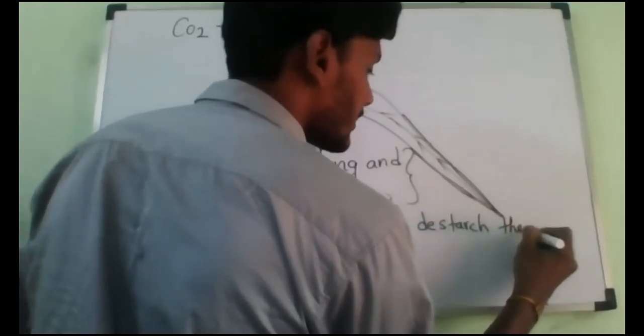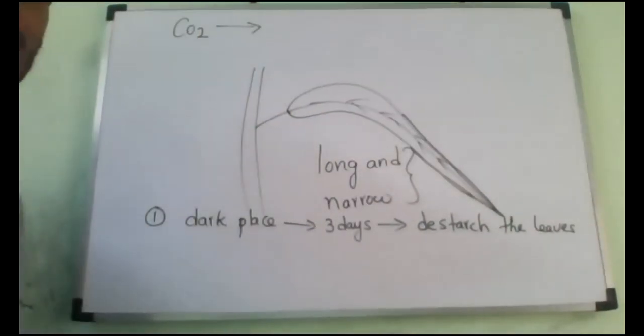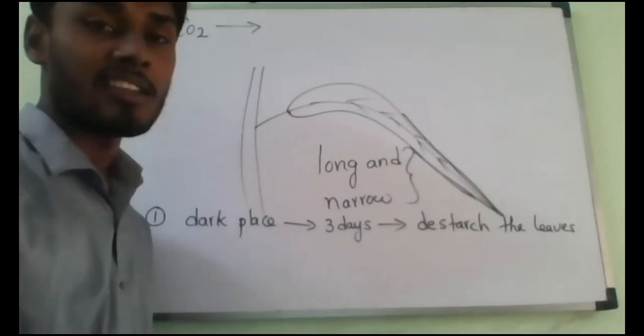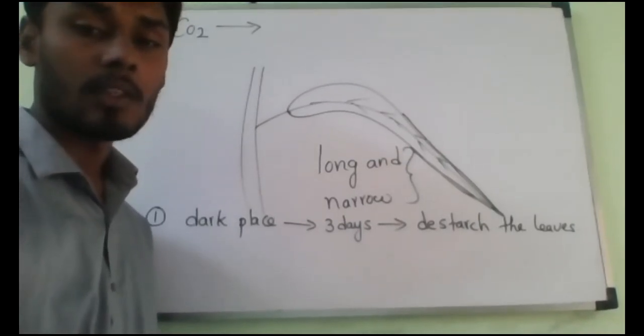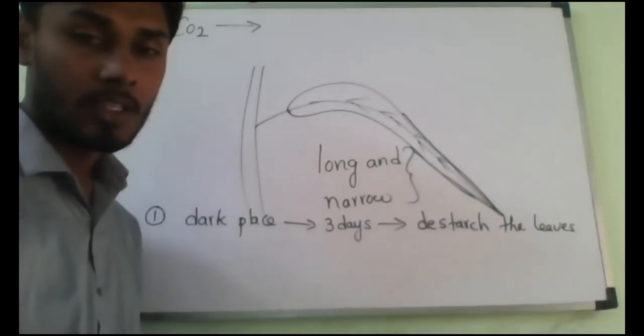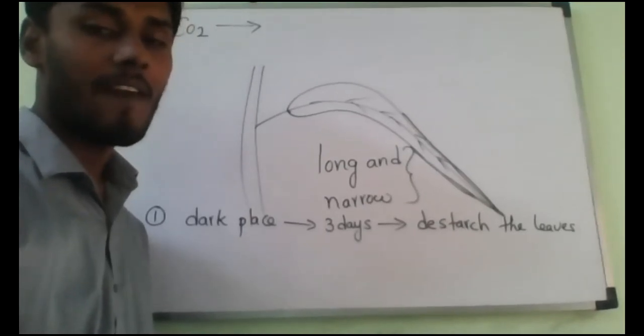To destarch the leaves. It means the starch which is present in the leaves must be utilized by the plant. Understand? It means no photosynthesis reaction is carried out. Is it yes or no? Any doubt? That is the first step which we should do.